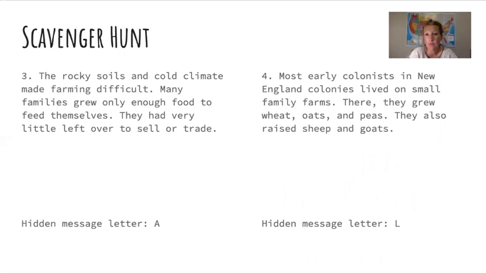Number 4. Most early colonists in New England colonies lived on small family farms. There, they grew wheat, oats, and peas. They also raised sheep and goats. Don't forget that hidden message letter.